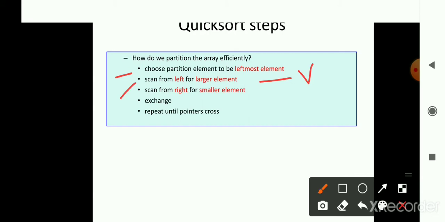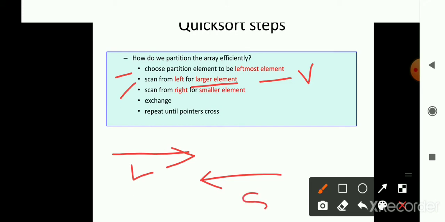Whenever we are scanning the elements from left to right, we are going to find the larger element. Remember this step: when we are going from left to right, we find the larger element. When we are scanning from right to left, at that time we find the smaller element.